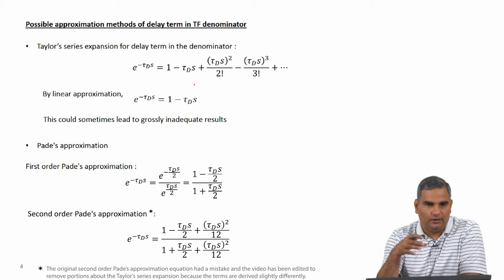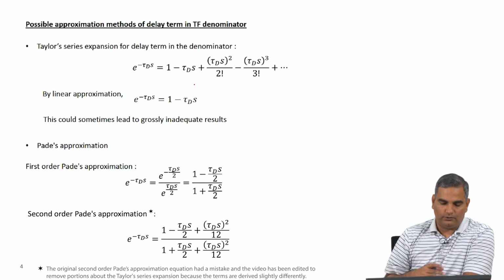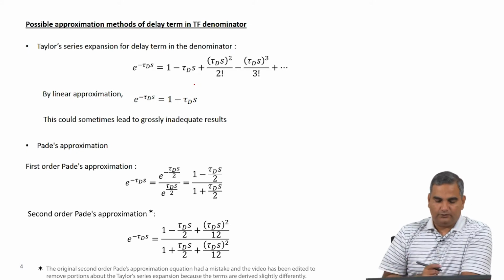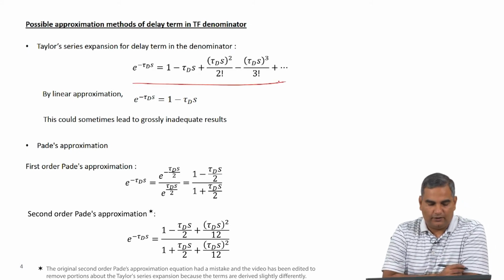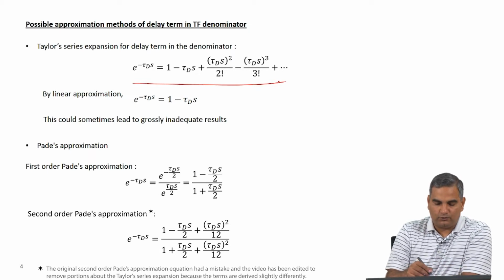So, conceptually, if I were to live with using this polynomial expansion up to a certain number of terms, I do not need any other new idea to do this. I can simply follow what I have been doing. So, typical expansion for e power minus tau ds would be 1 minus tau ds plus tau ds whole squared by 2 factorial minus this cube by 3 factorial and so on. So, you can keep going.